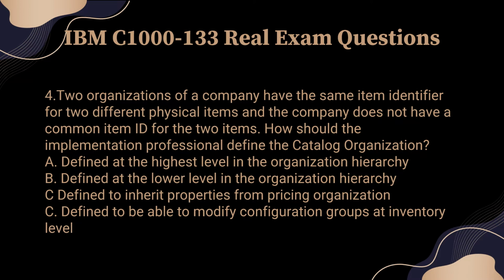4. Two organizations of a company have the same item identifier for two different physical items, and the company does not have a common item ID for the two items. How should the implementation professional define the catalog organization? A. Defined at the highest level in the organization hierarchy. B. Defined at the lower level in the organization hierarchy. C. Defined to inherit properties from the pricing organization. D. Defined to be able to modify configuration groups at inventory level.